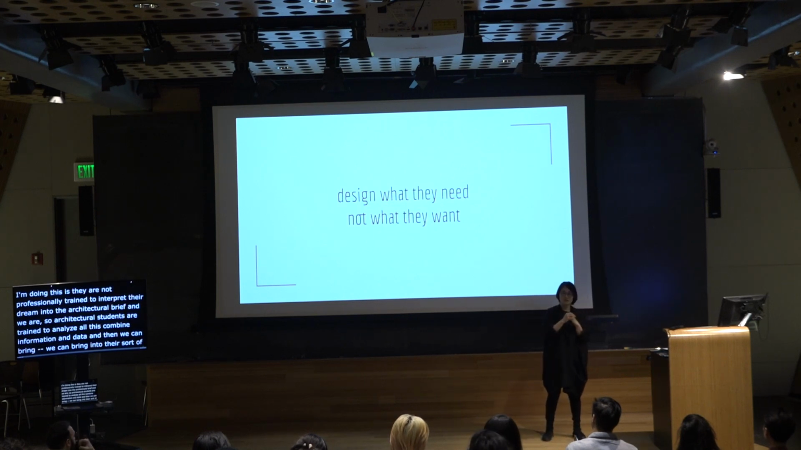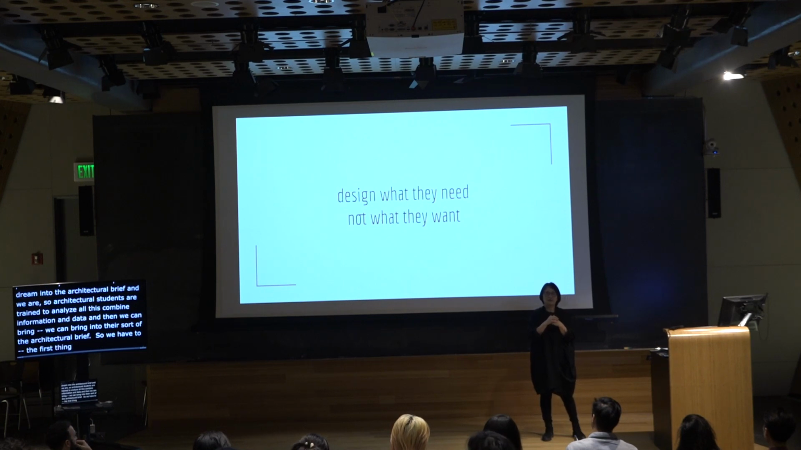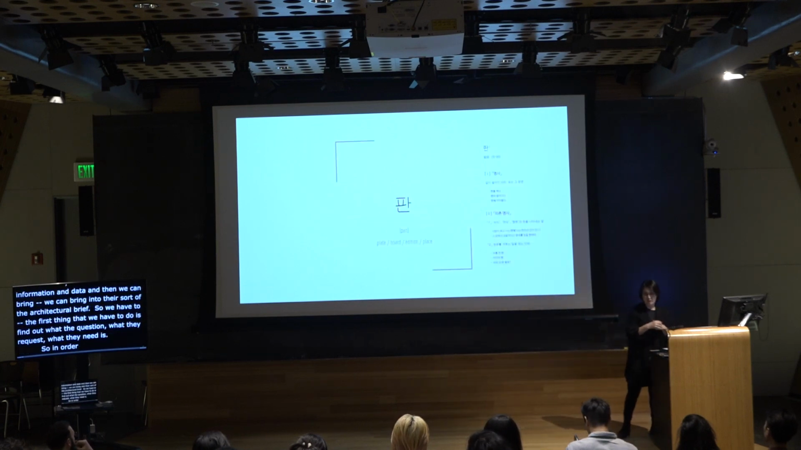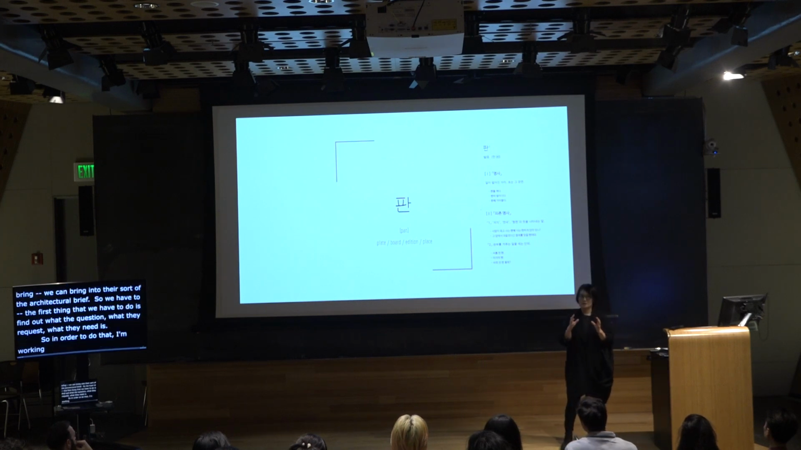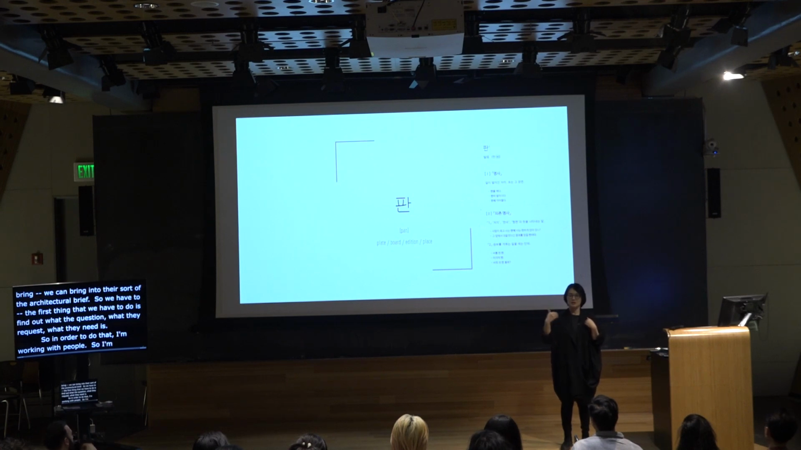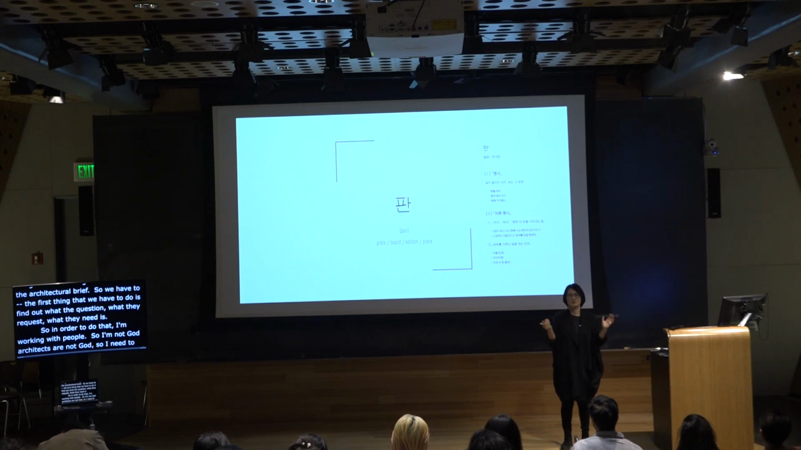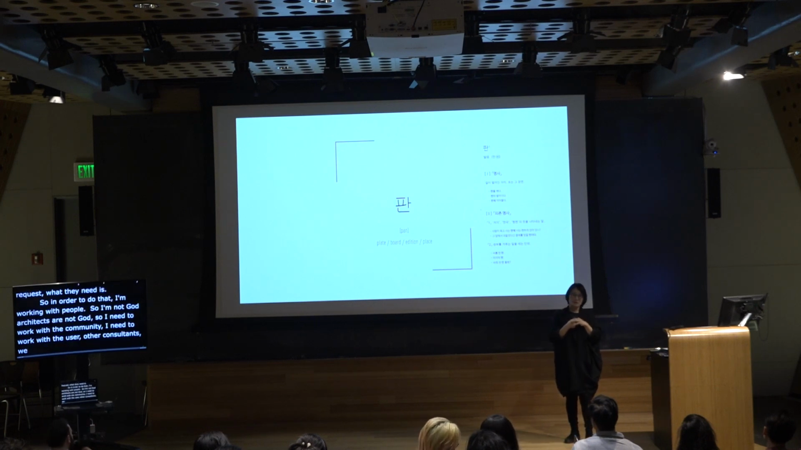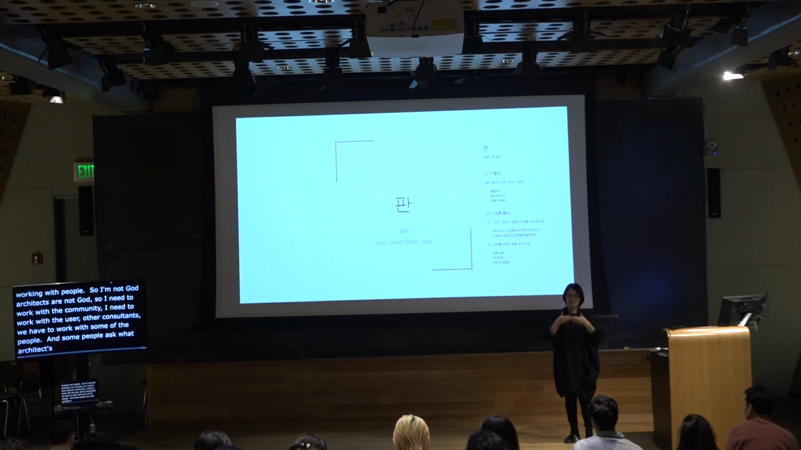So the first thing that we have to do is find out what their request, what they need is. In order to do that, I'm working with people. I'm not a god, architects are not gods. I need to work with the community, with the users, and other consultants. We have to work with a lot of people and for the people. Then some people ask, so what's the architect's role? I would say my role is to provide a space for them to complete their dream.